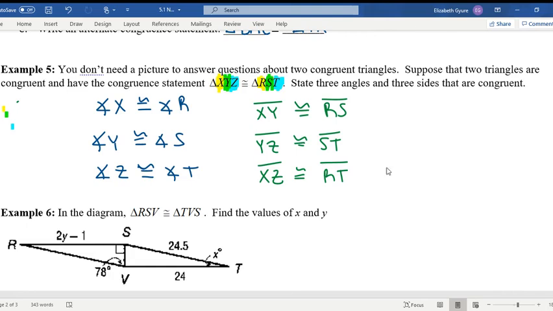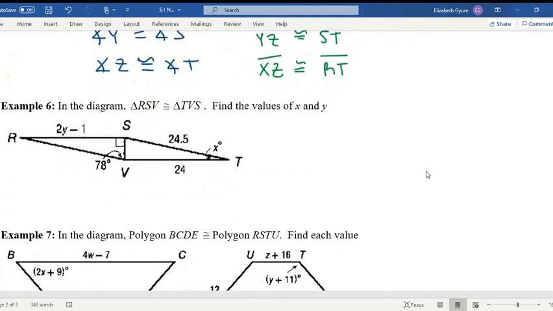Okay. All right. Example 6: in the diagram, triangle RSV is congruent to triangle TVS. Find the values of X and Y. This is a great place for color coding, if you like color coding or have different highlighters or things like that, because it's giving you a congruency statement. It is telling you exactly what goes with what.